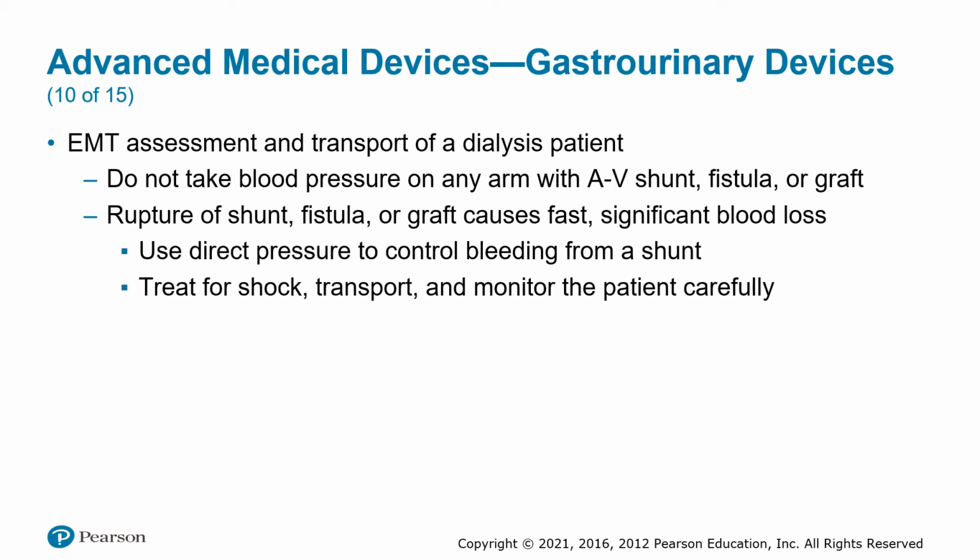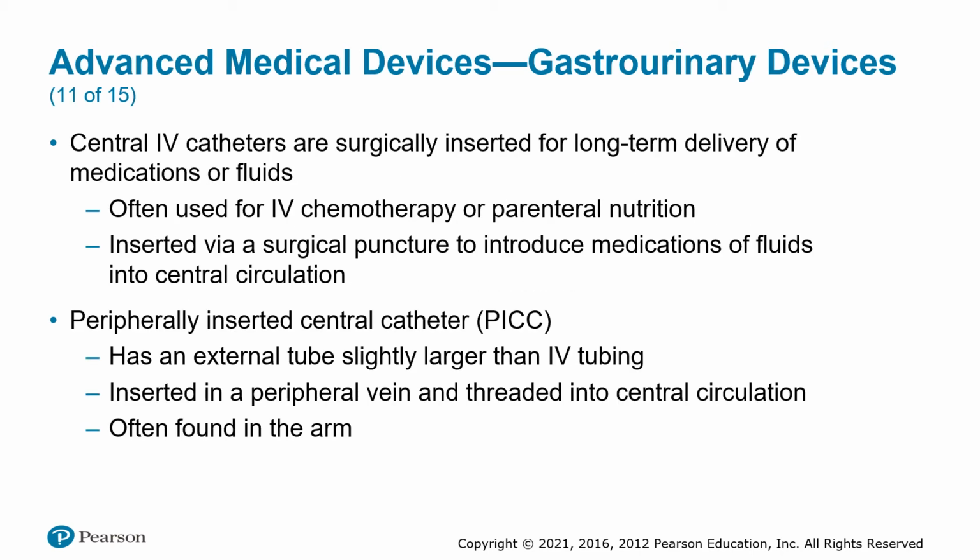Do not take a blood pressure on any arm with an AV fistula, shunt, or graft. Rupture of a shunt, fistula, or graft causes fast and significant blood loss. So control bleeding, tourniquets, hemostatic dressings, all that stuff.